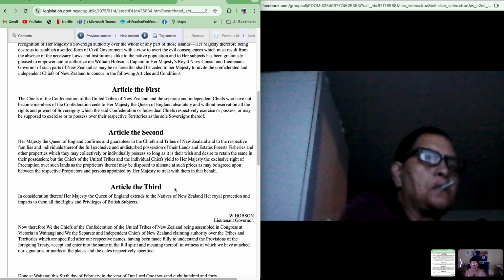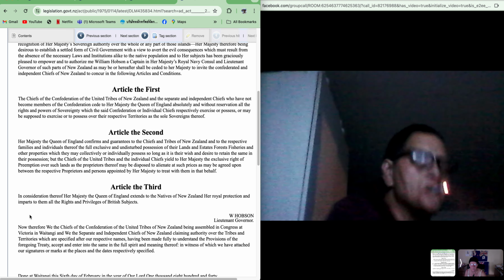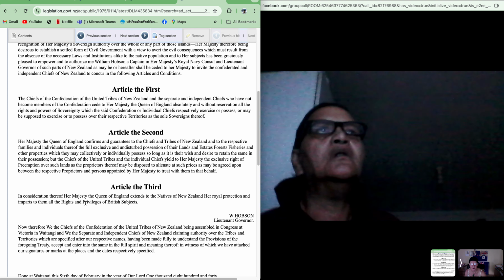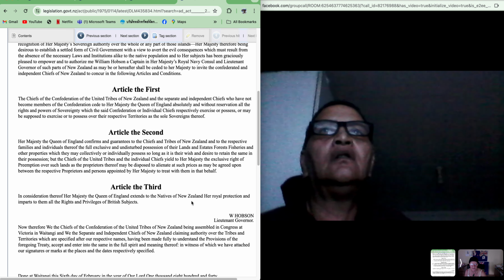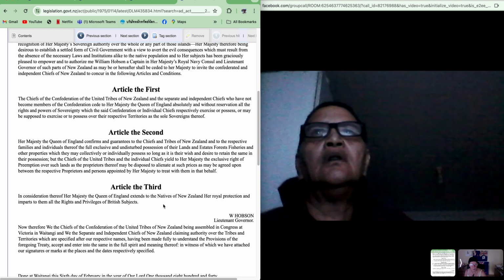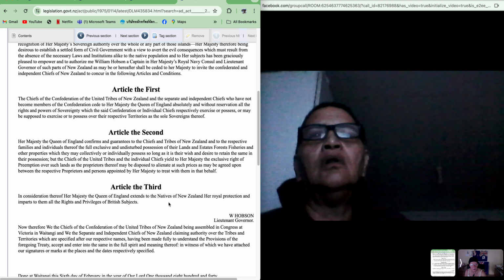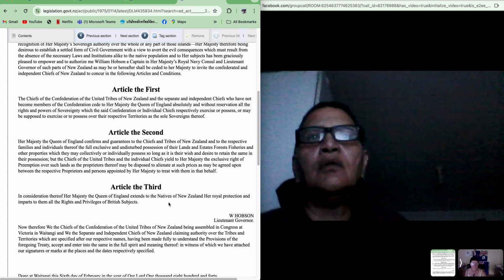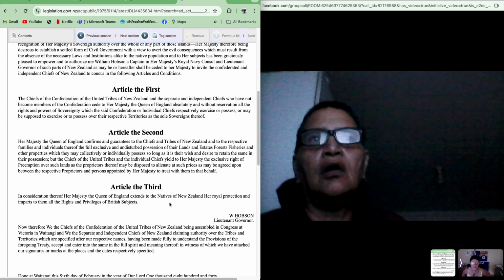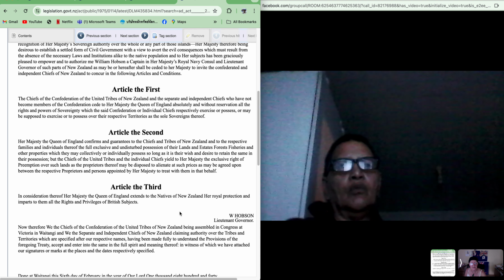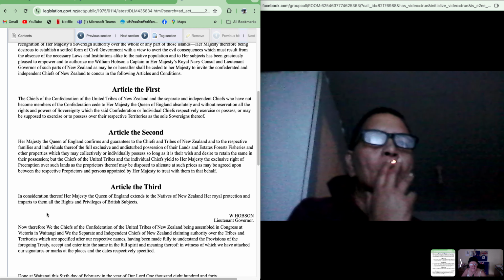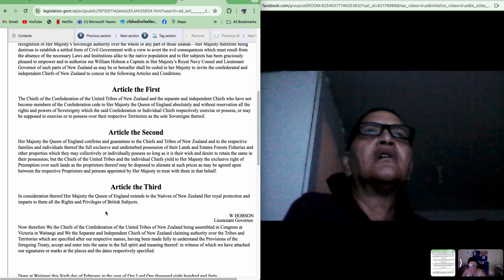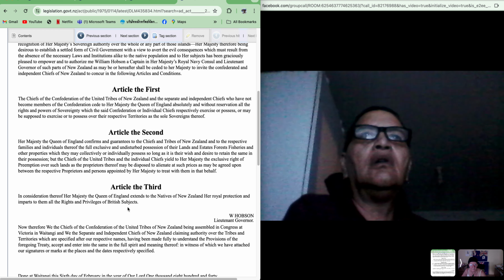Right? Now go down to the third article. In consideration thereof, Her Majesty the Queen of England extends to the natives of New Zealand her rule. Now, the natives of New Zealand would have included, I believe, all of those immigrants that were brought in that were not yet British subjects. And so it extends to the natives of New Zealand her royal protection. Now, listen, and imparts to them all the rights and privileges of British subjects.